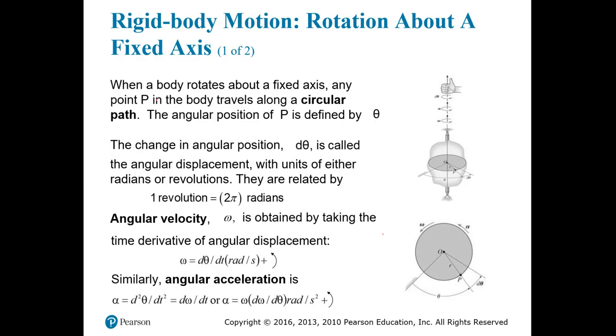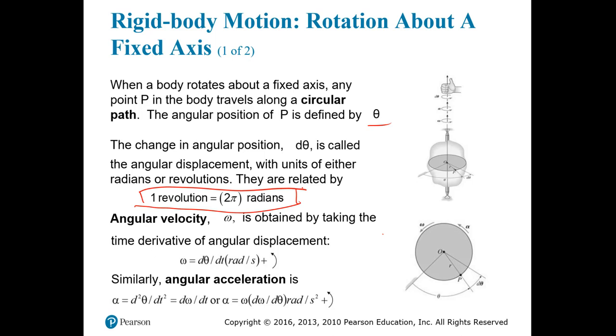When a body rotates about a fixed axis, any point in the body travels along a circular path. The angular position of P is defined by theta, as you can see here. The change in angular position d theta is called angular displacement, with units of either radians or revolutions, and they're related as 1 revolution equals 2 pi radians. This is something that you need to save because it'll be very helpful for you to convert from revolutions to radians.